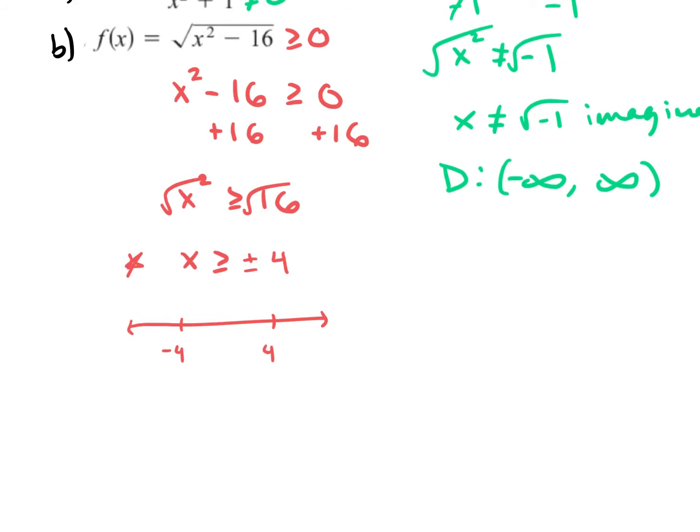So if I plug in 0, I could see if it works or not. So 0 squared minus 16 would give me a negative number. So in the middle does not work. So that means the outsides would work. So my domain would be from negative infinity to negative 4, and then from 4 to infinity. You could see it with the little union in between.